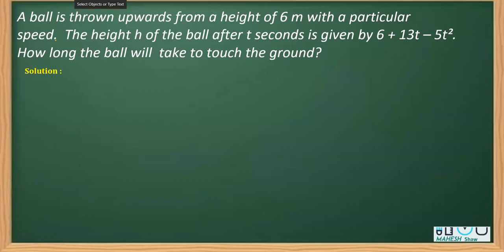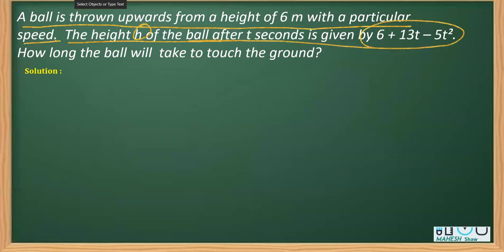This is one application-based question from the chapter Quadratic Equation. In this question, it says a ball is thrown upward from a height of 6 meter with a particular speed, and the height h of the ball after t seconds is given by this relation.